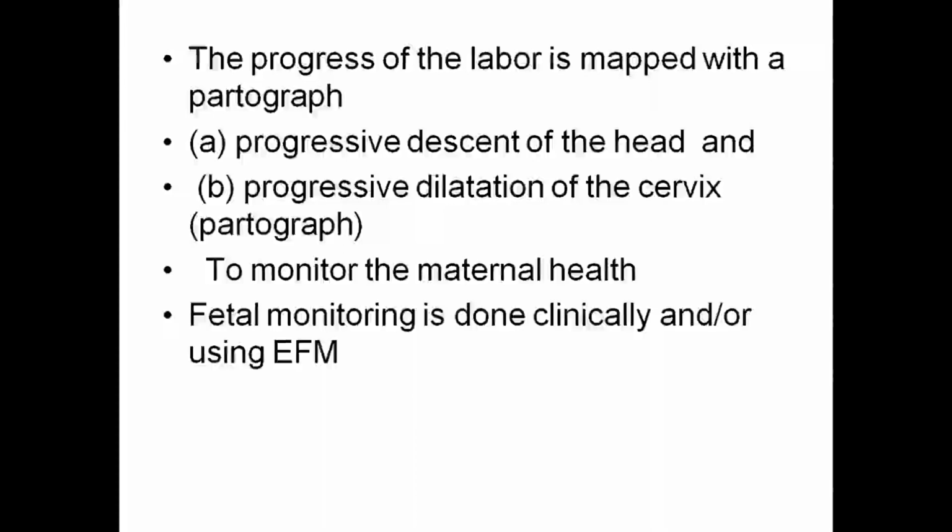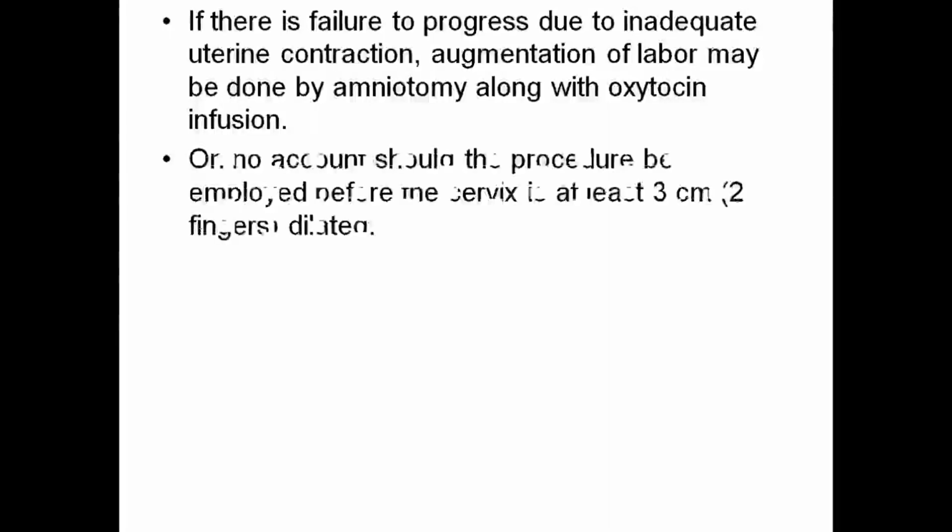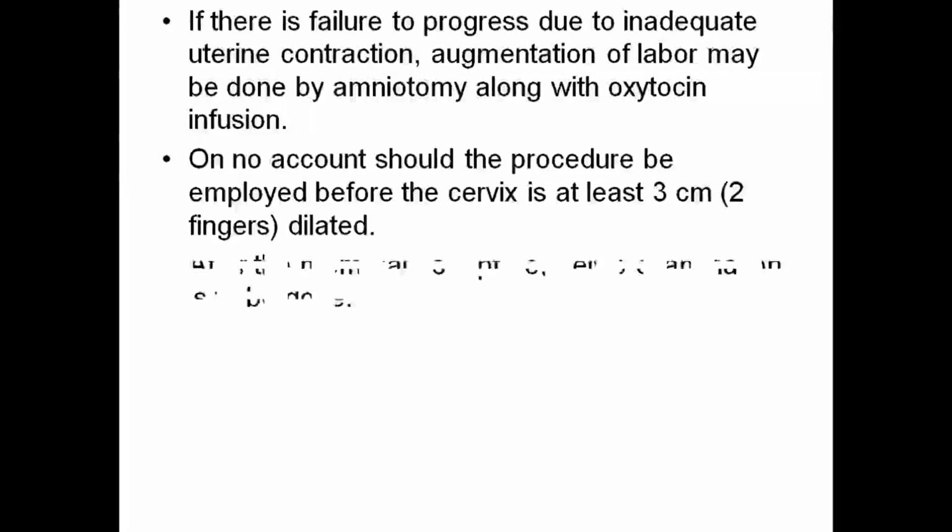The progressive descent of the fetal head and progressive dilatation of the cervix are noted. Monitor the maternal health. Fetal monitoring is done clinically and/or using external fetal monitoring. If there is a failure to progress due to inadequate uterine contraction, augmentation of labor may be done with amniotomy along with oxytocin infusion. On no account should the procedure be employed before the cervix is at least 3 cm dilated.